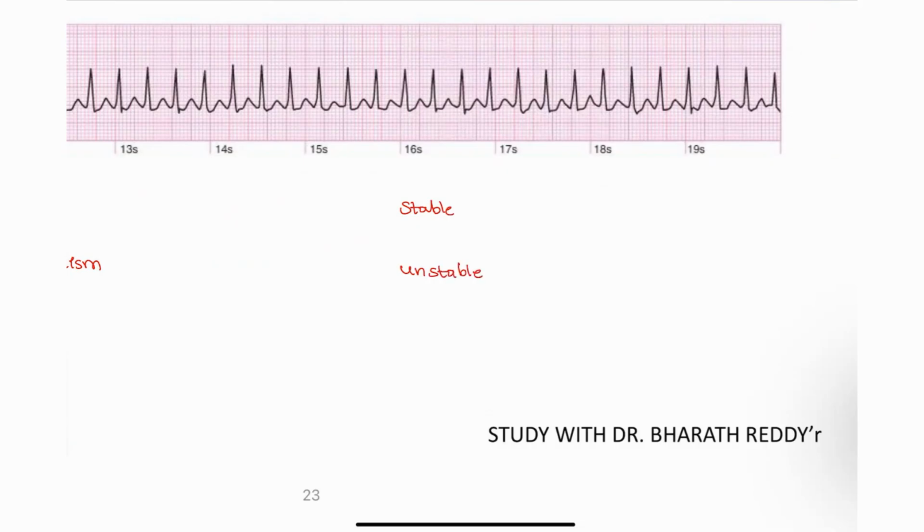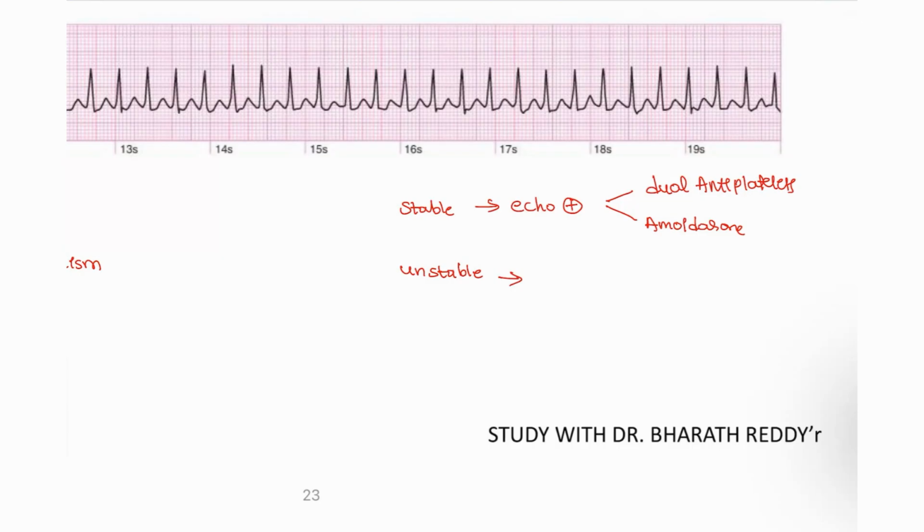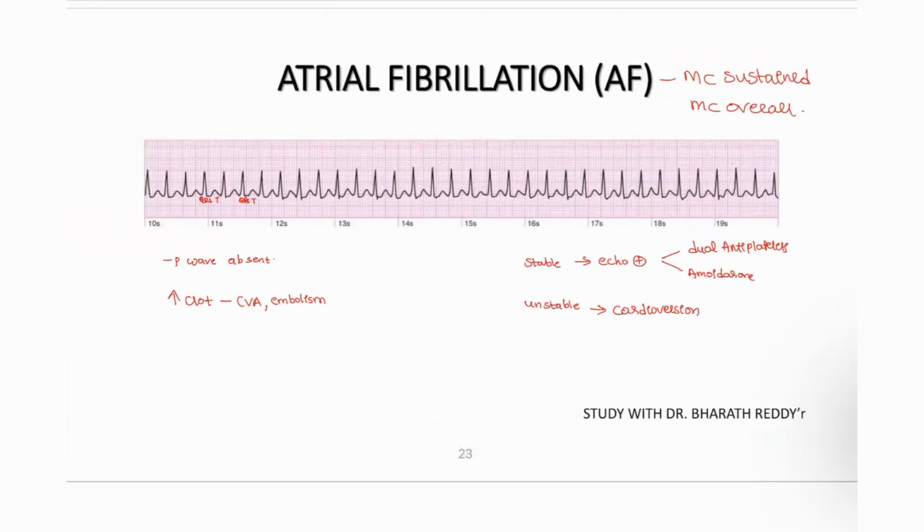If the patient is stable, please go for the screening echo. Echo should be done for this patient. And if the echo is positive, then start the patient on dual antiplatelets, and then you have to start the patient on amiodarone. But if the patient is unstable, then you have to go for cardioversion. Cardioversion should be given for this patient. So this is how we are going to treat atrial fibrillation.